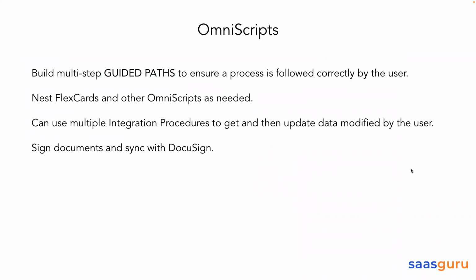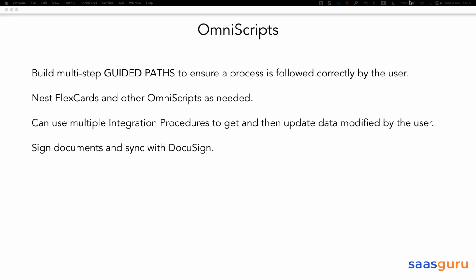Now, let's talk about OmniScripts. Now, OmniScripts are my favorite. I do have a favorite. OmniScripts help you build multi-step guided paths to ensure that the process is followed correctly by the user. So let's say we're an insurance company and we want to make sure that when a customer wants to sign a new policy, wants to add, let's say, a new card to their policy or change address, they're following the correct steps and we're not asking them to submit all of the information that we already have for them.